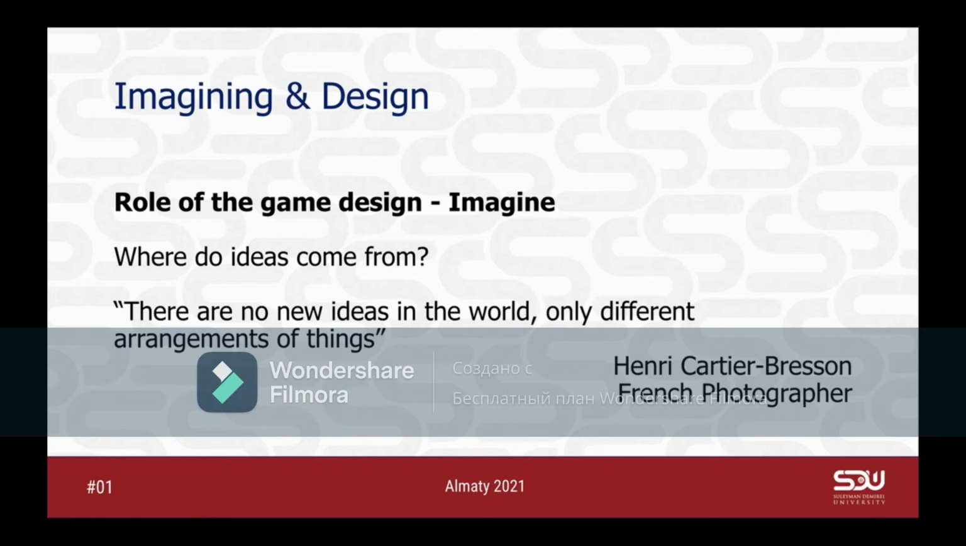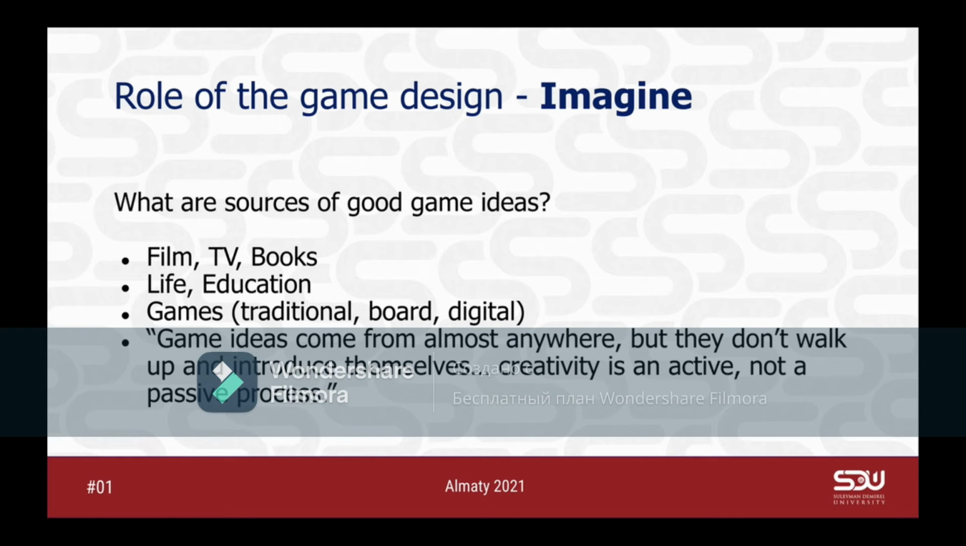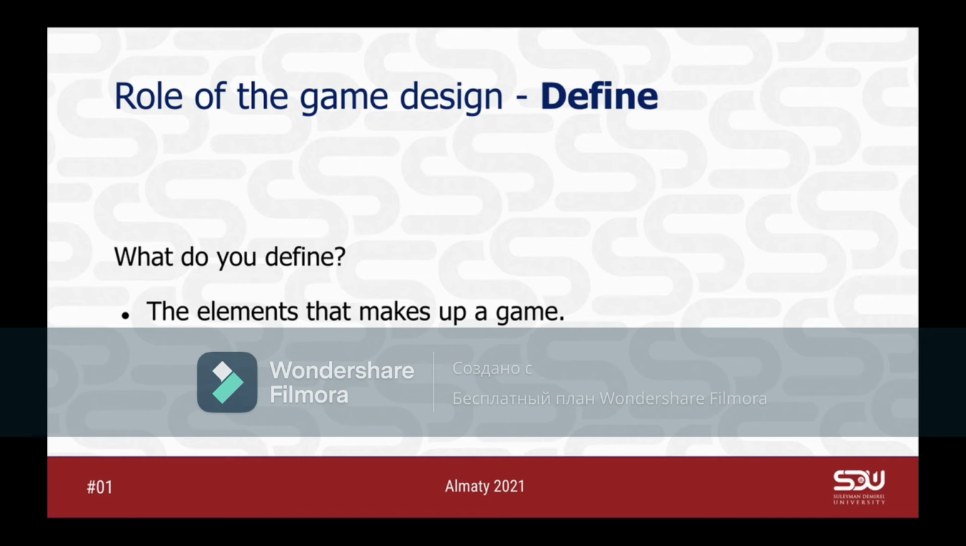Let's start from imagining. So we need to think about where the ideas come from, because there are no new ideas in the world, only different arrangements of things can create new ideas. So anything actually can be the source of good game ideas, like film, TV shows, books, live experience, education, even games of any category, like traditional, board, or digital. So game ideas come from almost anywhere, but they don't walk up and introduce themselves. We need to think about it ourselves. And the creativity is an active, not a passive process.